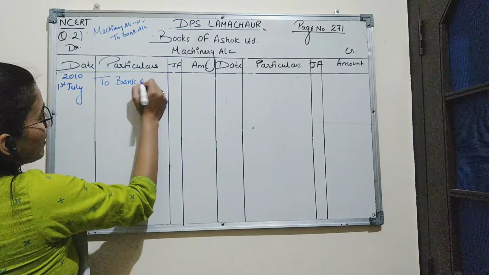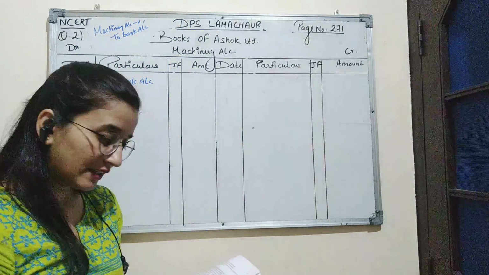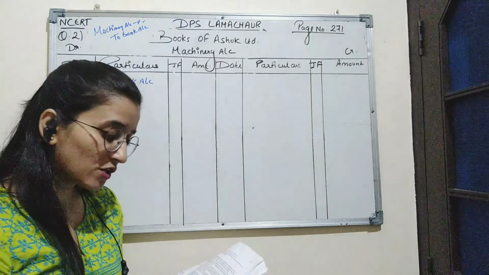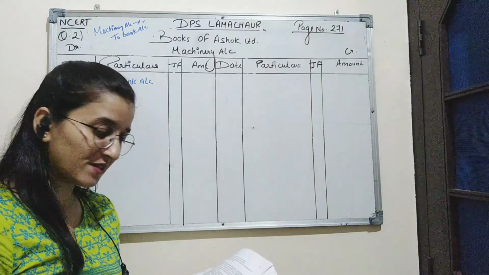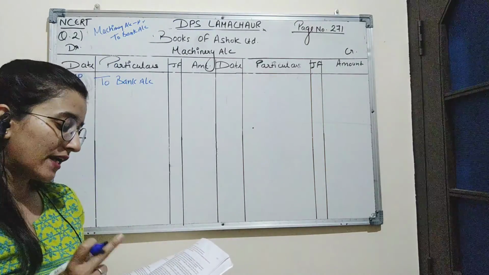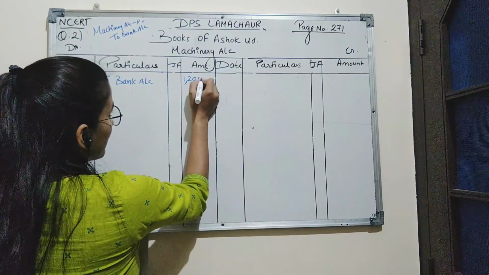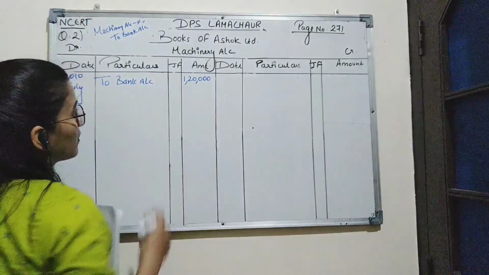So on the debit side, we'll write bank account. Machinery is purchased for 1,08,000. 1,08,000 is the cost of machinery. But there are installation charges also, which is 12,000. So we'll add installation charges to the purchase price. That means 1,08,000 plus 12,000 is 1,20,000. So here the cost of machinery will be 1,20,000.